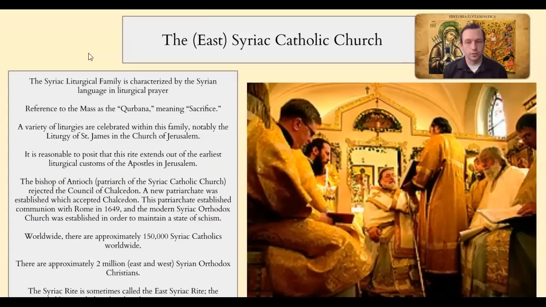But in the ancient church, in the 6th century, the Bishop of Antioch rejected the Council of Chalcedon and the teachings about the two natures of Jesus hypostatically unified by his divine person. A new patriarchate was established, however, in the wake of this heretical decision by the Patriarch of Antioch. The new patriarchate did accept Chalcedon.